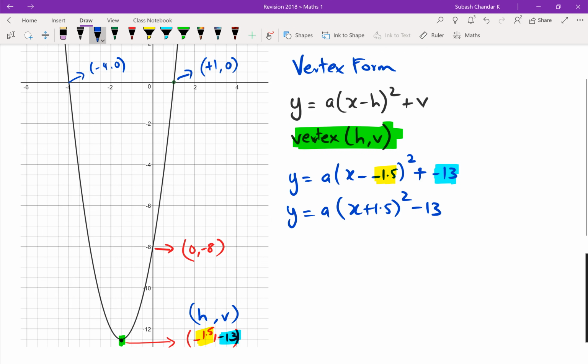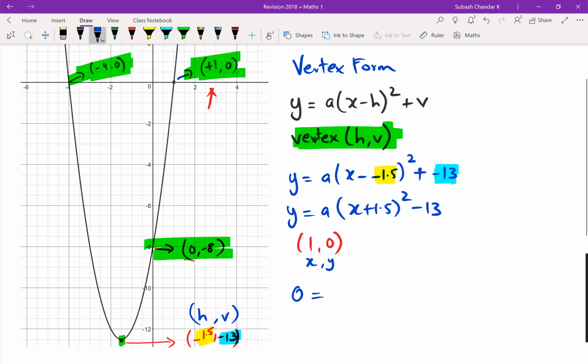To figure out the a value, I need to choose a point to substitute into this equation. So I could literally choose, I'm going to see what colors have I got here. I could either choose this one, or this one. It doesn't matter which one you choose. All right? They all will give you a value. I'm going to use this one here, which is 1, 0. So what I'm going to do is I'm going to substitute x as 1 and y as 0. So when I do that, I get 0 equals a, and then I've got x is, what is it, 1 plus 1.5, squared, minus 13.